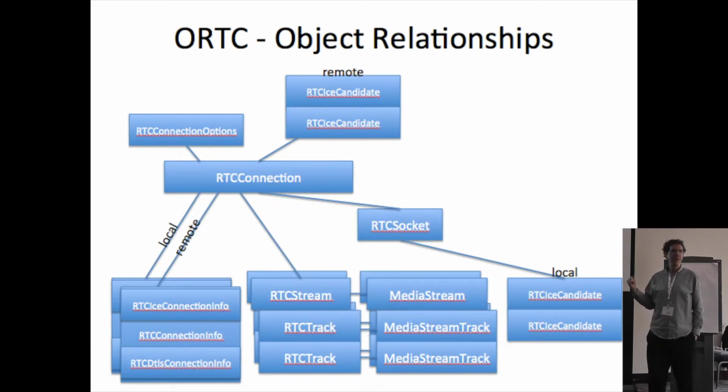And you have your ICE connection info, you have your DTLS fingerprint info, you have a whole bunch of RTC streams and stream tracks associated with the connection, which are in turn connected to their media stream and media stream track references as well. You have local ICE candidates and you have remote ICE candidates, and you have an RTC socket object, which is a conceptual physical socket on the wire, which also has a relayed component to it.